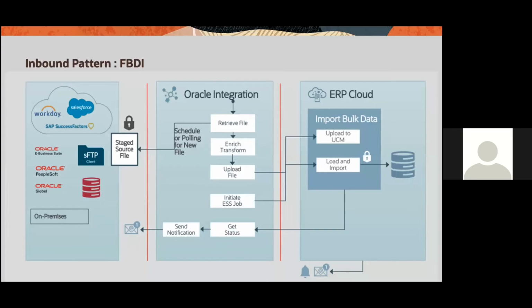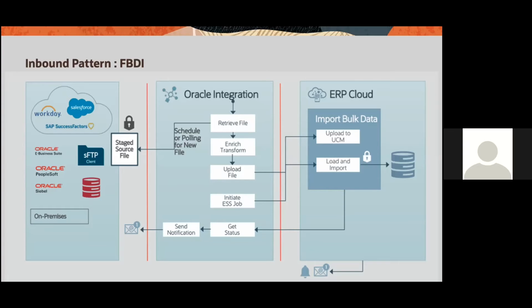Now, the first pattern I want to talk about is an inbound pattern, which is FBDI. You have your source applications on your left side, your ERP and SCM Cloud on your right side, and Oracle Integration in the middle. The inbound pattern of FBDI is pretty simple. Your source systems can generate a file, and your Oracle Integration Cloud can consume the file. If it is larger than 10 MB, you would probably use the chunking pattern we were discussing as a capability. You would enrich, transform, upload the file into UCM and initiate the ESS job.